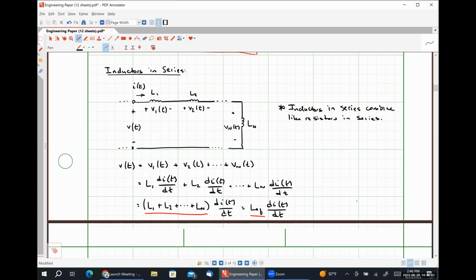Would you guys care to venture a guess as to how inductors in parallel combine? Is it the same as resistors? Yes, exactly right. Do you want me to mathematically derive it, or are we good with just saying inductors in parallel combine like resistors in parallel? I mean, are there any special cases? Nope. Okay, so it's exactly the same? Yep. I'm comfortable with continuing. Okay. So I'll just write that here.